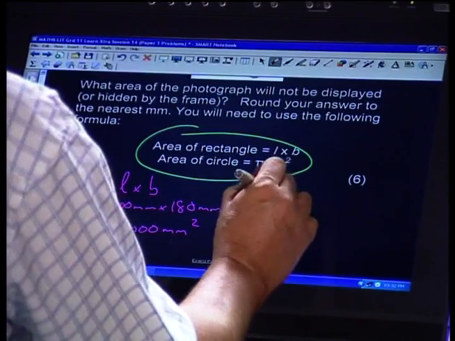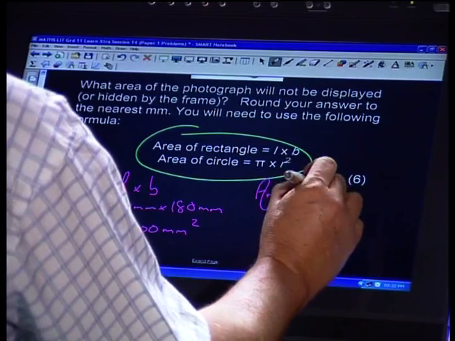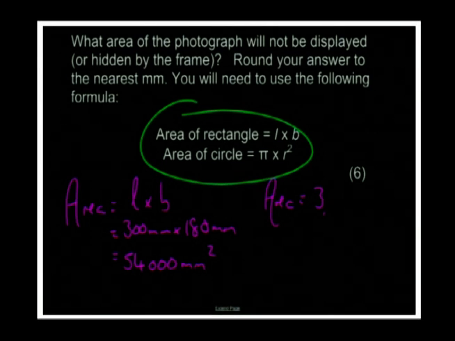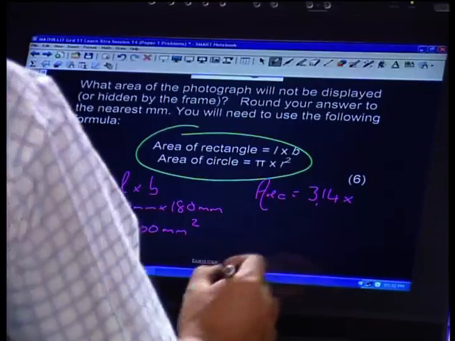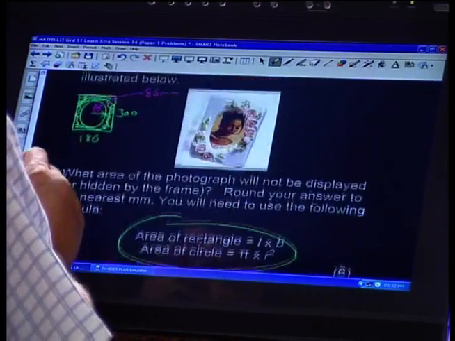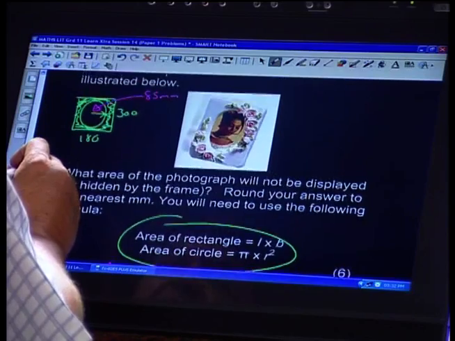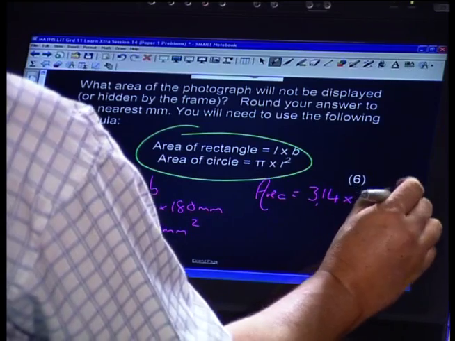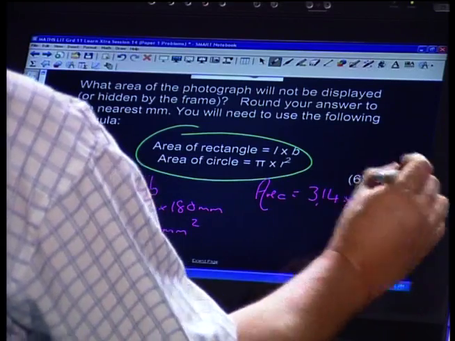Now, the area of the circle is pi times r squared, okay? And you will be told that pi, you've got to use 3,14. Okay, so 3.14 times the radius. What was the radius? It was 85 millimeters. So times 85 millimeters, and not just times 85, but we're going to square the 85.